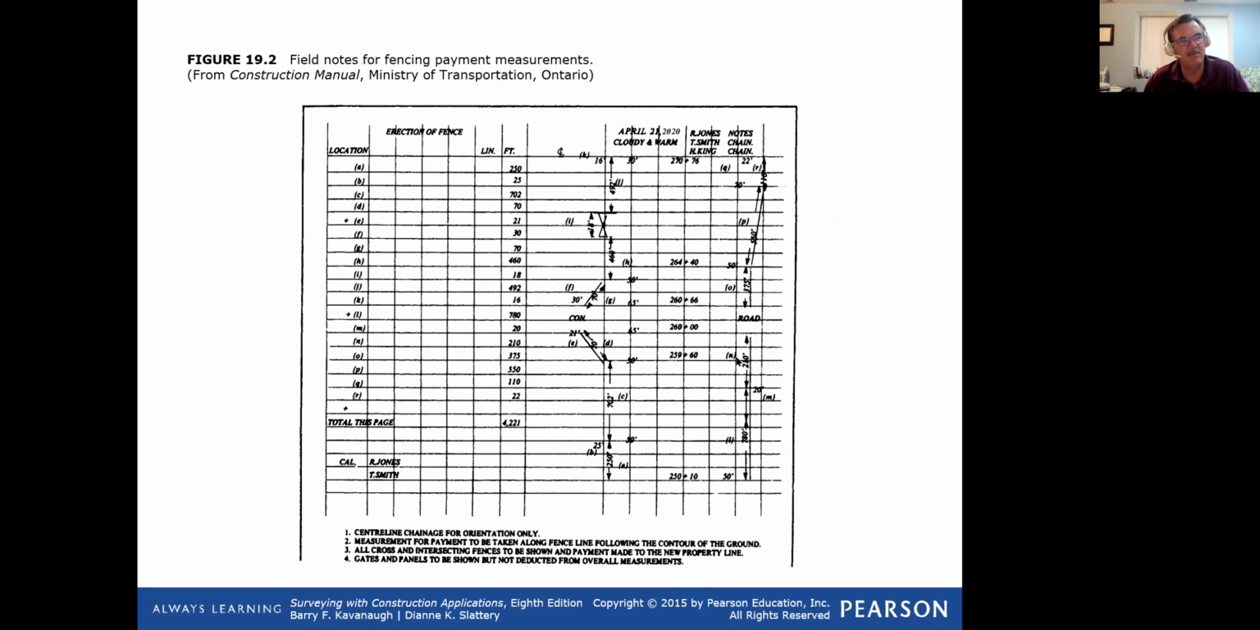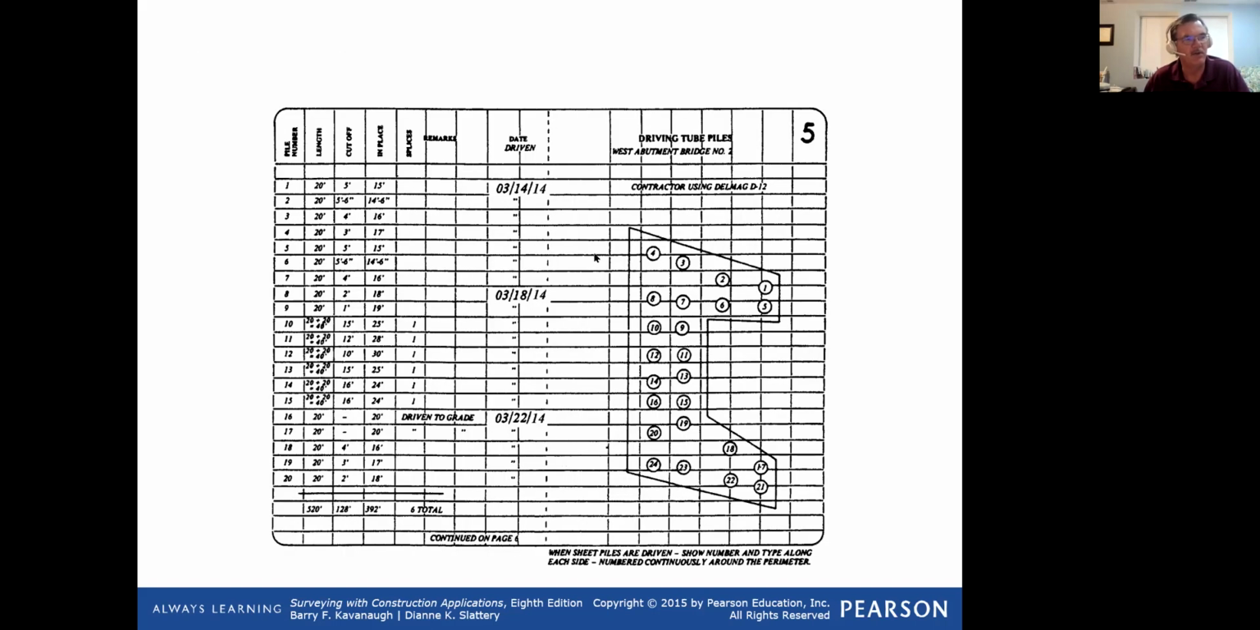The thing here is you may not need to do it this way with linear feet. You could probably use a wheel and go along and see how much you put in with just one of those wheels that you walk along beside.